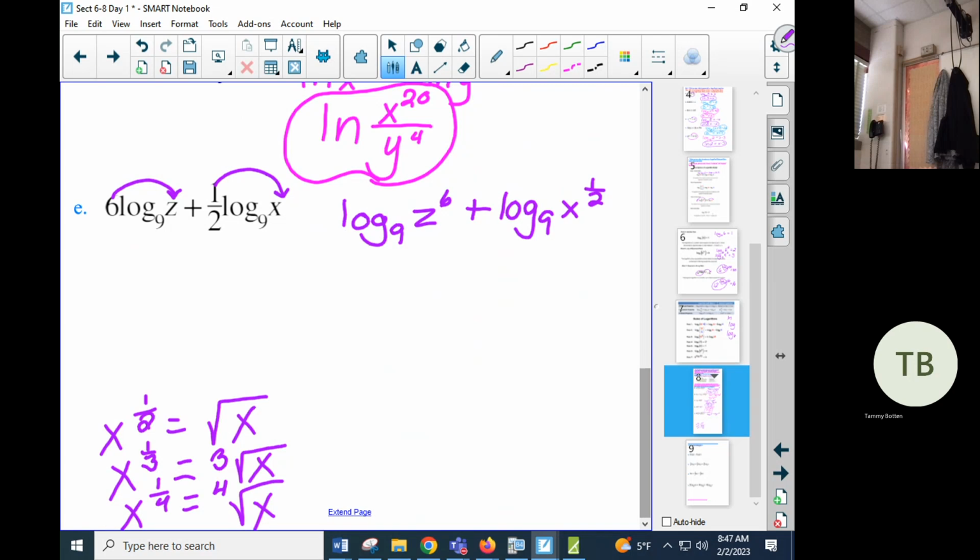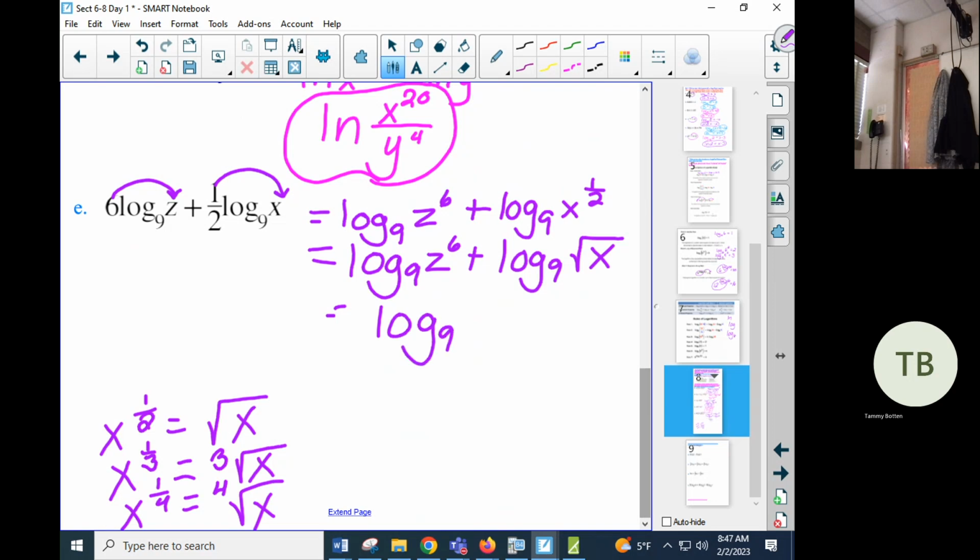So how I would write this then is log base 9 of c to the 6th plus log base 9 of x to the 1/2 power, which is the square root of x. And you have to write it as the root, not the fraction. Now I'm adding, so how do I put them together if they're added? You multiply or divide? Multiply. So I would go log base 9 of c to the 6th times the square root of x. And that would be your answer.